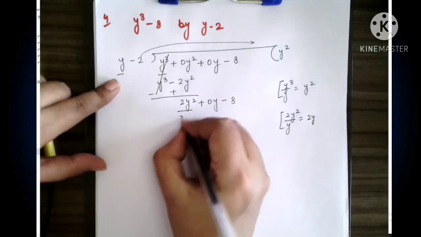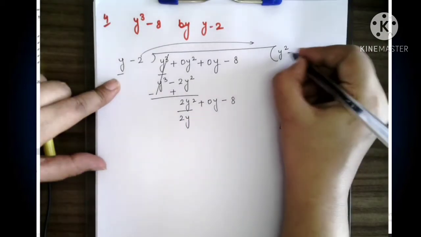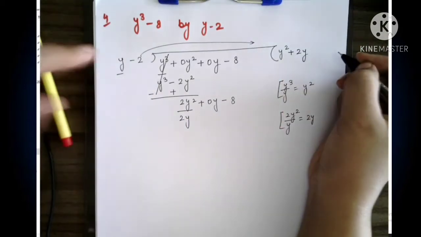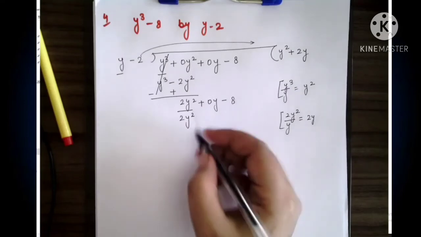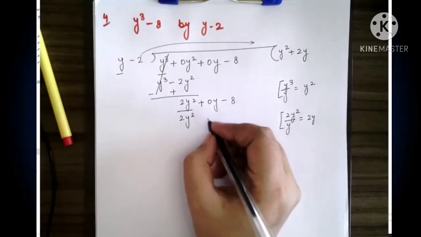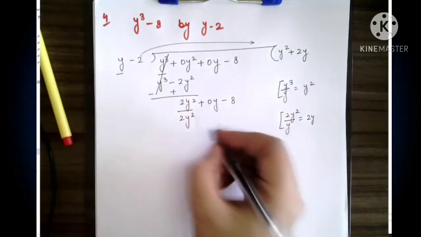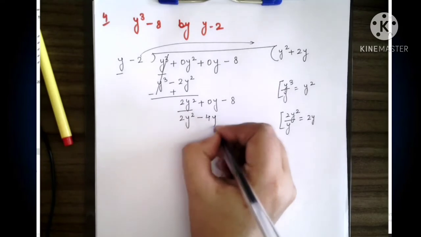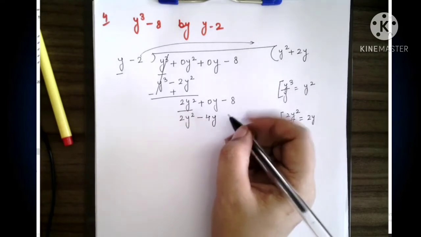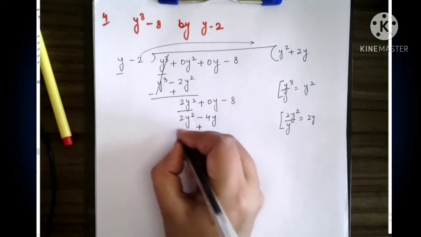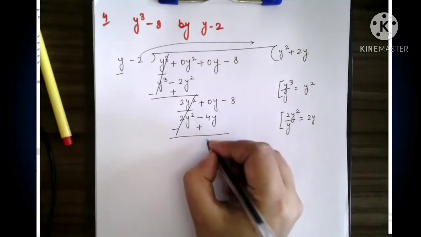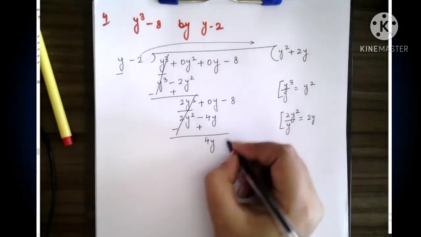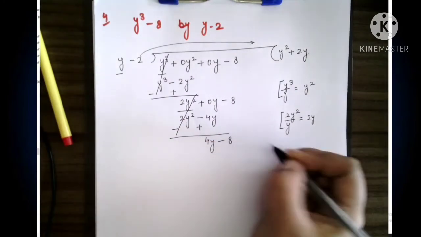Okay, so 2y, here the first term of the quotient is 2y. Now 2y square as it is, minus 2 multiplied with that, it is your minus 2 multiplied by 2y, it is your minus 4y. Minus 4y, change it, it becomes plus, it is minus, sign change, it is your 4y. Okay students, bring down minus 8.